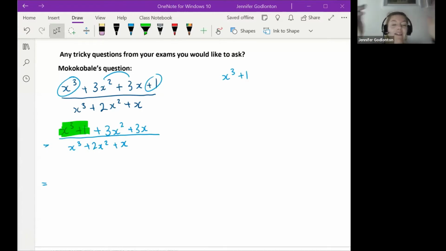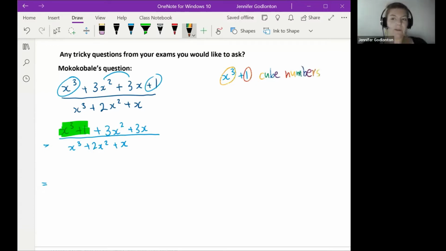Okay. You know what, Tiama, I like that you tried something and I appreciate the effort. It's not right, but I like that you tried something. Okay. Also, I like that you're trying something there. Okay. X cubed and 1 are both cube numbers. Does that help? Sum of 2 cubes. Yes. Good. It's sum of 2 cubes.